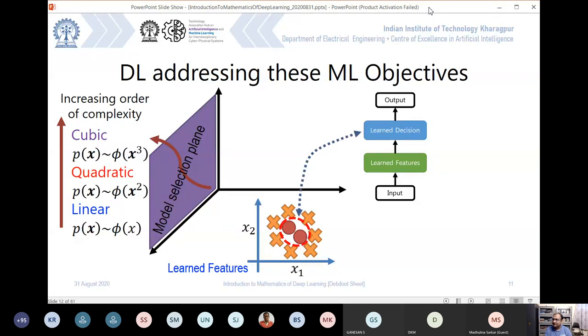Now, generally the boundary which you have is essentially something which looks like an ellipse or a quadratic function. And that is supposed to be the learned decision boundary which can discriminate between the red class and the orange cross as the other class.